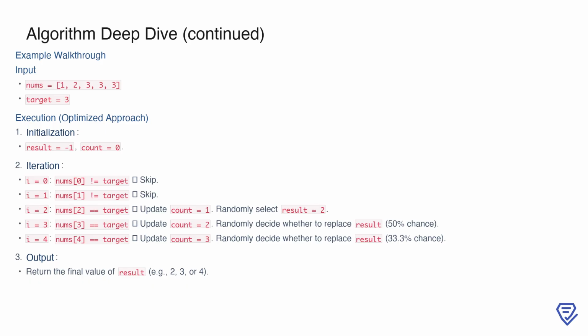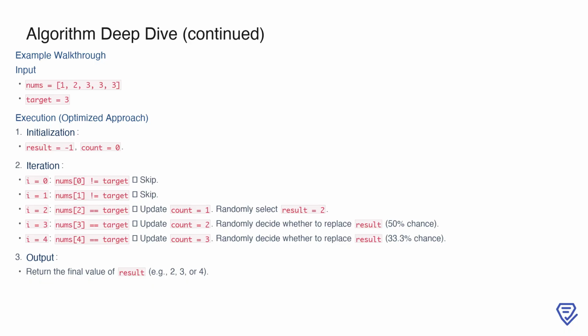Let's walk through an example to solidify our understanding. Suppose nums equals [1, 2, 3, 3, 3], and target equals 3. We start by initializing result to -1 and count to 0. As we iterate through the array, we skip the first two elements since nums[0] and nums[1] are not equal to the target. At i equals 2, we find that nums[2] equals the target, so we increment count to 1. Since this is the first occurrence, we randomly select it, setting result to 2.